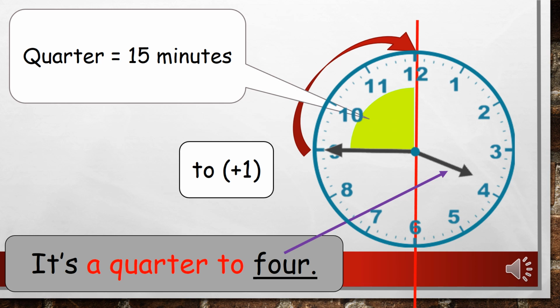Now, look at example 1. The long hand is pointing at 9. So, we are using the last 15 minutes. On the left-hand side, we are using plus 1. So, we can say it's a quarter to, and then you have to refer to the short hand. It shows 3, right? 3 plus 1 equals 4. So it becomes a quarter to 4. Or in other words, it is 3:45. A quarter to 4 means we have 15 minutes more to 4 o'clock.